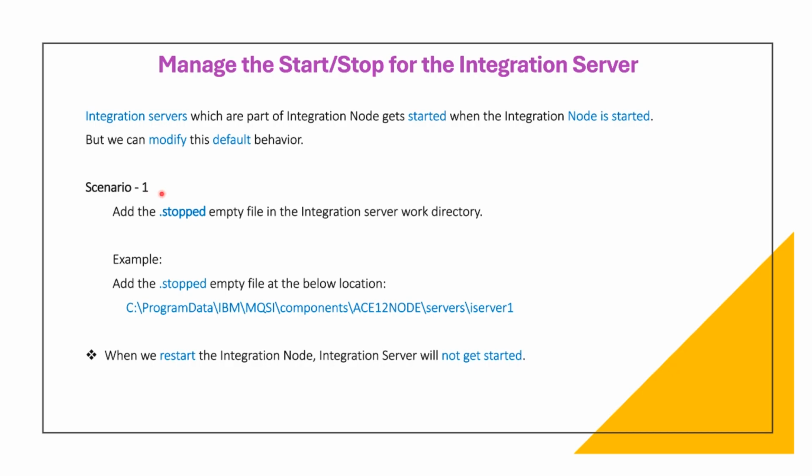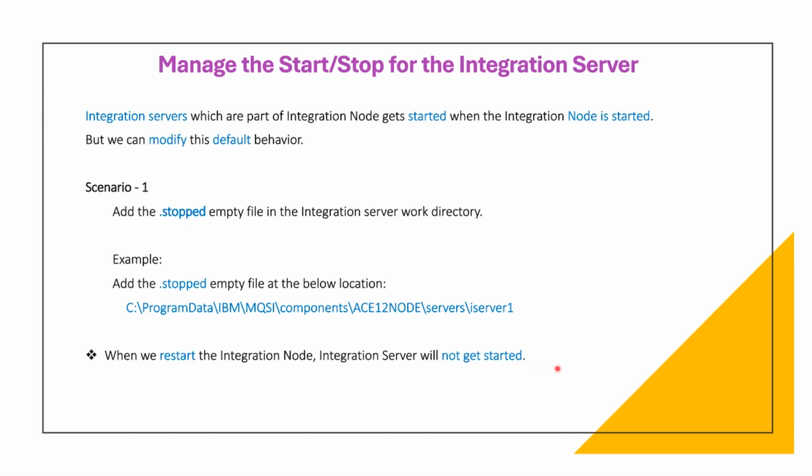Consider scenario 1. Add the .stopped empty file in the integration server work directory. Example, add the .stopped empty file at the below location. Here is the location: program data /IBM /MQSI /components, then integration node /servers, then integration server name. Under this location, we'll add this .stopped empty file. Then when we restart the integration node, integration server will not get started.